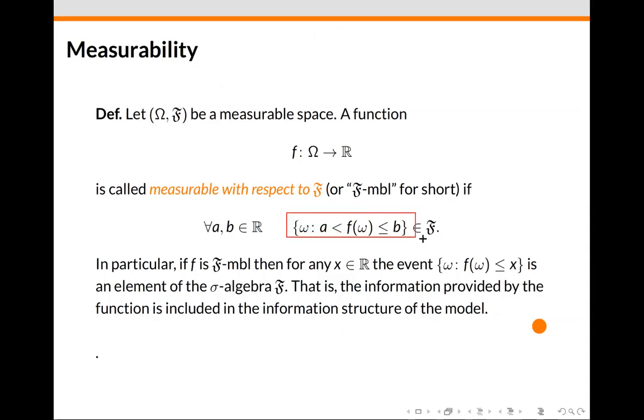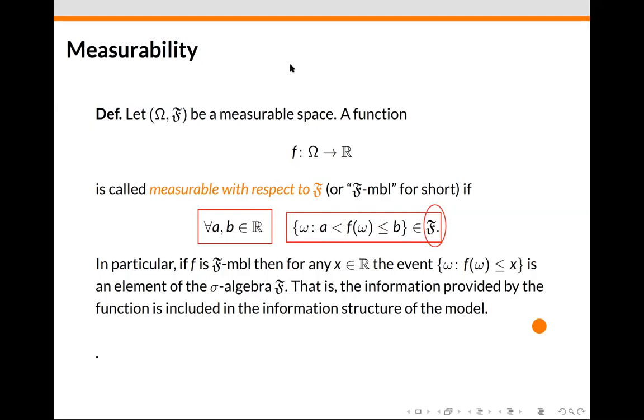This condition is telling us that for any interval from A to B, any interval in the reals, we are looking at the pre-image on omega that gives rise to the function f being inside that interval. And what we're asking ourselves is, is that contained in the sigma algebra? So basically we're asking, are the pre-images of this function events that are defined in the information structure?